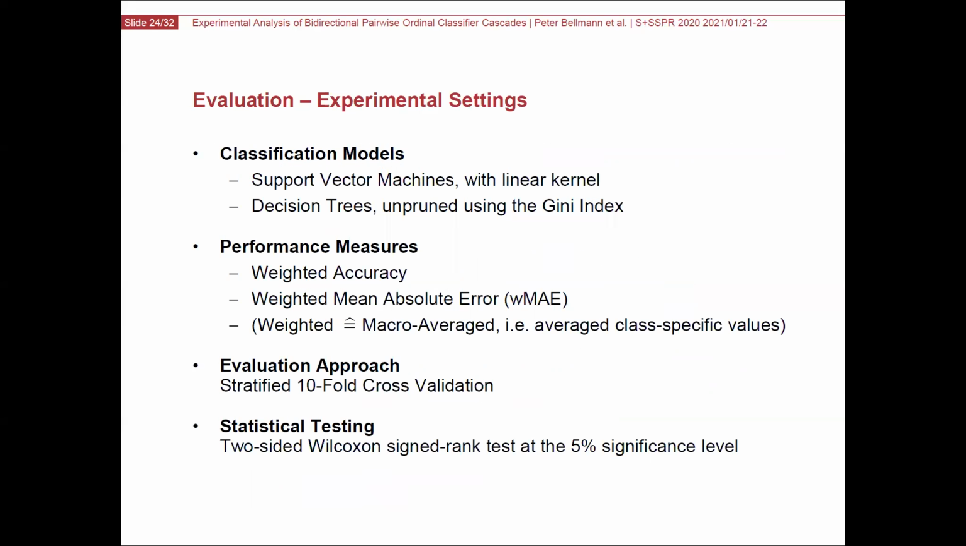We used support vector machines with linear kernel and unpruned decision trees as base classifiers. We chose the macro-averaged accuracy and macro-averaged mean absolute error as performance metrics. As evaluation approach, we applied a stratified tenfold cross-validation for each data set. For a statistical analysis, we applied the Wilcoxon test at a significance level of 5%.